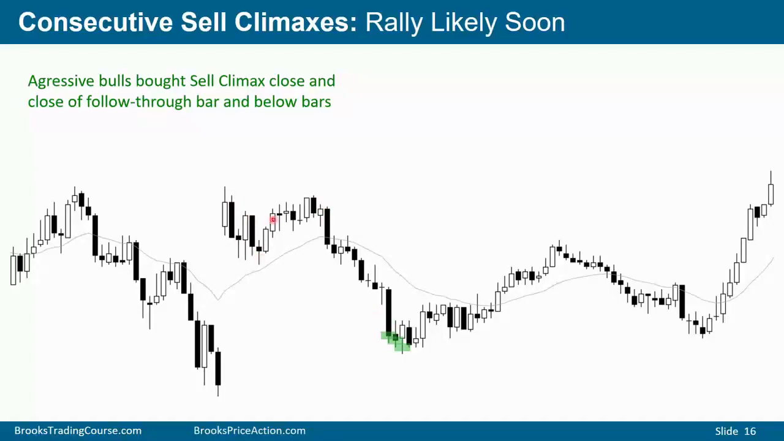Here, bad follow-through. Here, bad follow-through. Here, bad follow-through. Here, not all that big a breakout, bad follow-through. Here, maybe we'll get bad follow-through, and maybe this will form a higher low. Therefore, in this kind of circumstance, aggressive bulls will start buying where the bears are selling. They'll buy the bear close of a big bear breakout and the follow-through bar, and they'll start buying below bars, at the low of this bar, at the low of this bar, and get filled here.